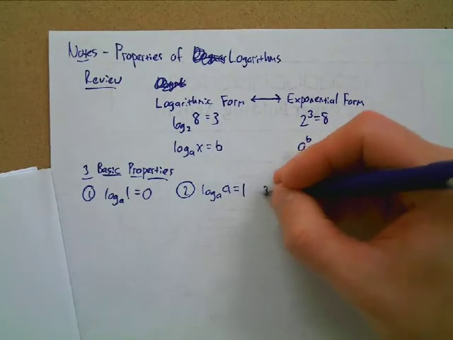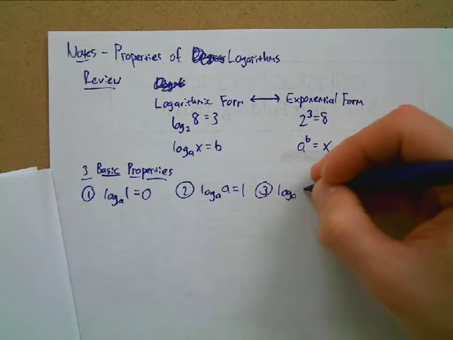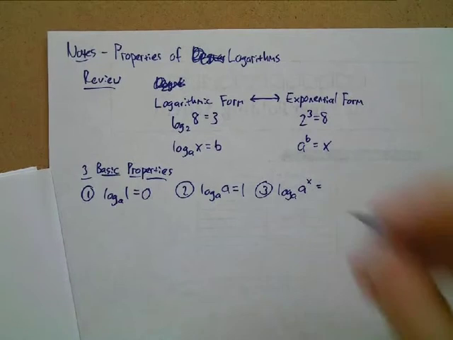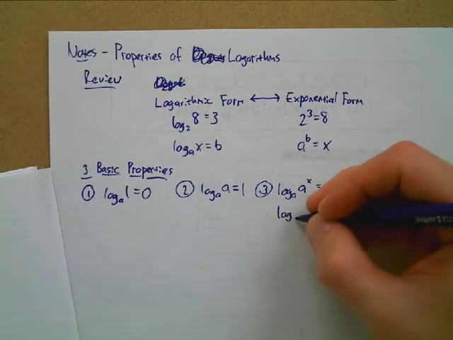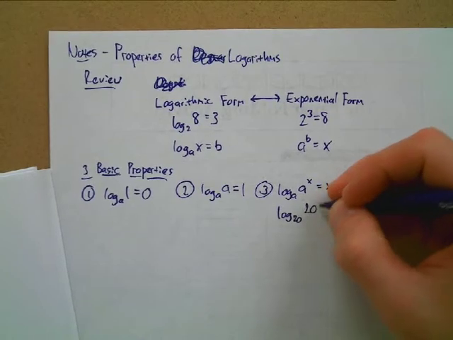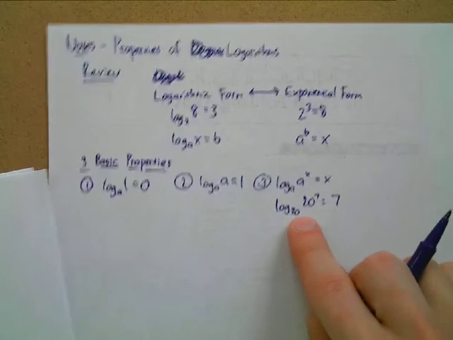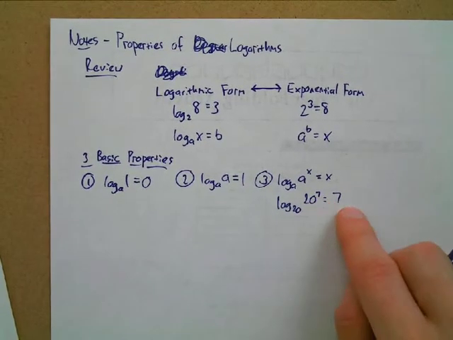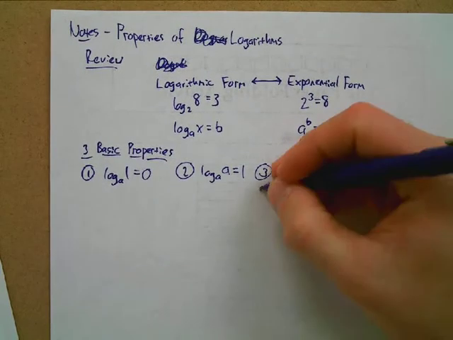And then 3, log base a of a to the x. It's going to be x, right? Just as a little example, if you have log base 20 of 20 to the 7th, the answer is 7. 20 to what power gives us 20 to the 7th? Well, the 7th power. 20 to the 7th power gives us 20 to the 7th. So that's the idea there. That's just a quick example of that one.